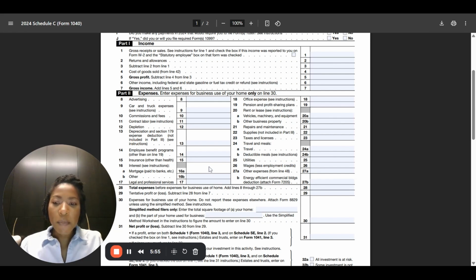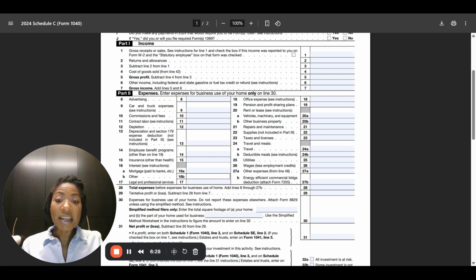Okay. And then here on line 16, row A, it says mortgage. So mortgage interest paid to banks. And again, that is going to be only if you have a separate mortgage related to a separate building for your daycare. This is not going to be mortgage interest related to your home because again, that goes on line 30. And then it says interest other. So if you have some other kind of line of credit, or something that you finance that you're paying interest on related to your daycare, you can put that here.